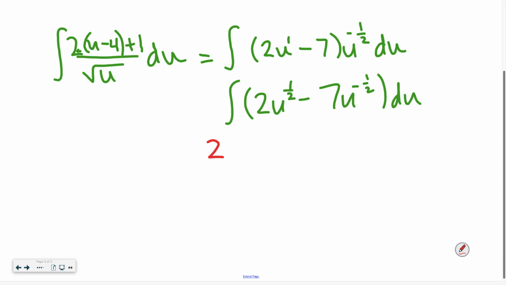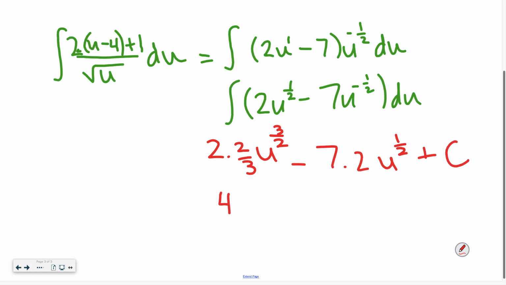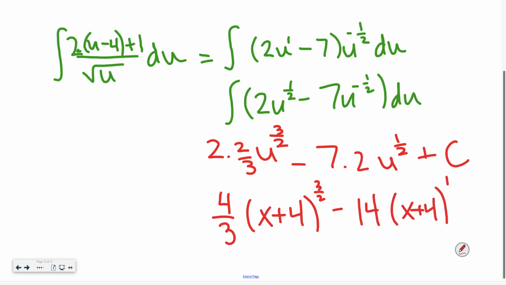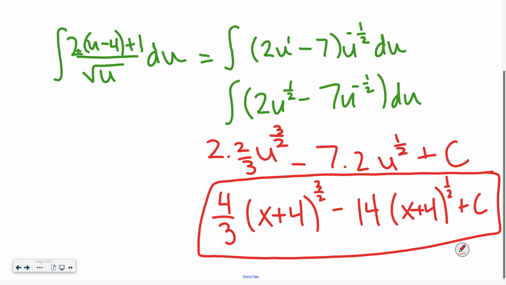So when we take our antiderivative, u to the 1/2 goes to u to the 3/2 times 2/3, minus 7 times, this becomes u to the 1/2 times 2. And then we can replace our u's back with x plus 4. Make sure you get them back to x's. After all of this work, I would really hate for you to leave them in terms of u, okay, and make that point of getting back to the x's.